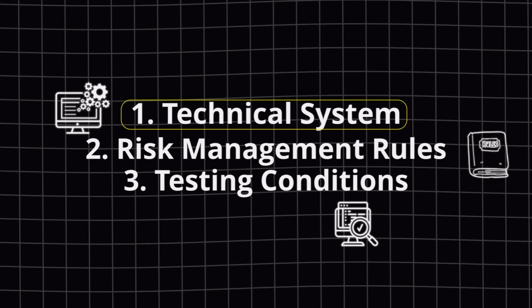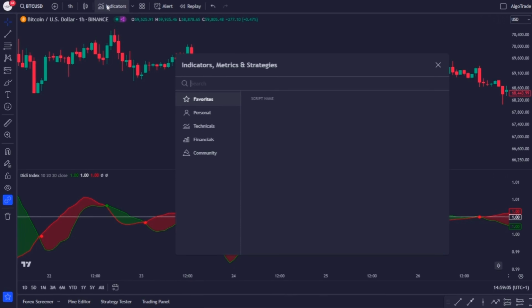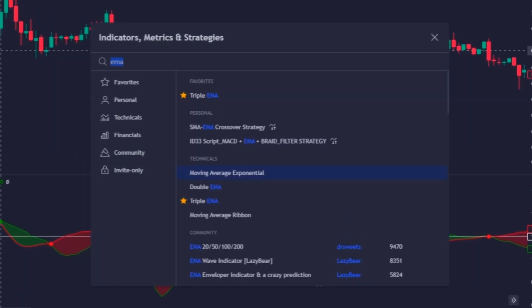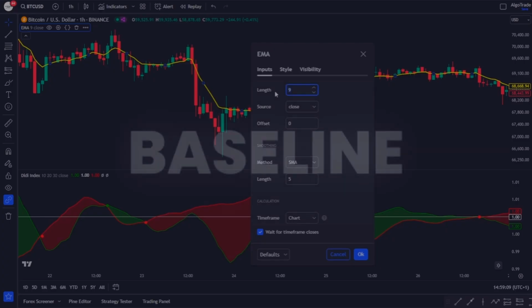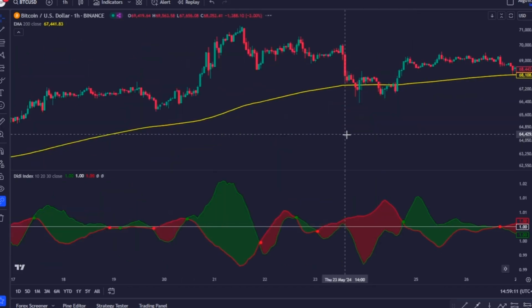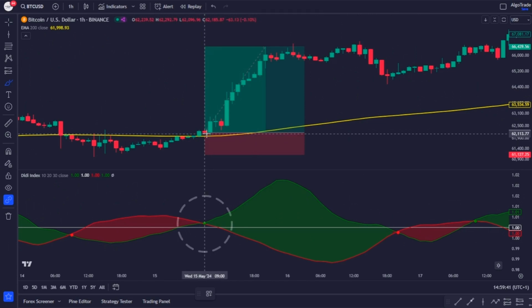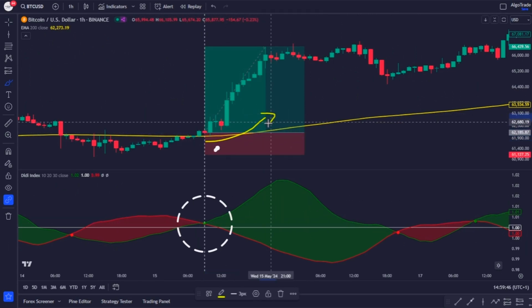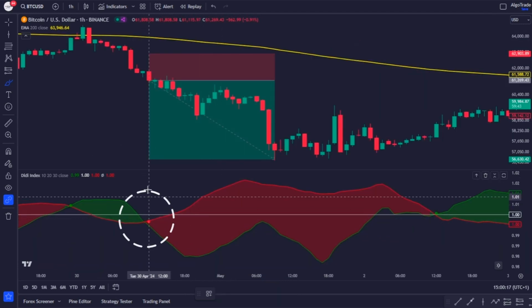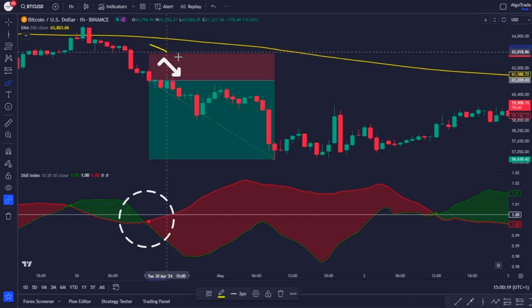Regarding the technical system, in addition to the Didi Index, I will also use a 200 period exponential moving average as a baseline to filter out losing signals from the indicator. Here you have an example of a long position where the price is above the 200 EMA, and here we have a short trade example where the price is below the baseline.